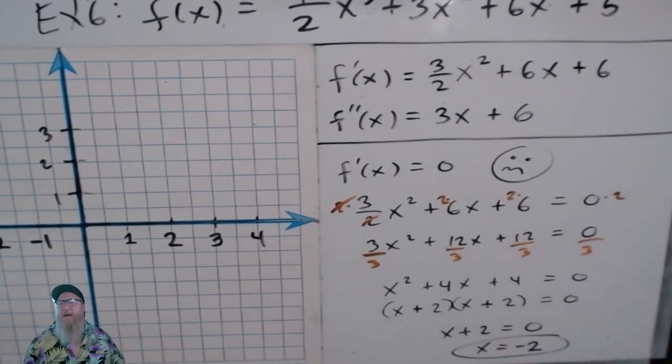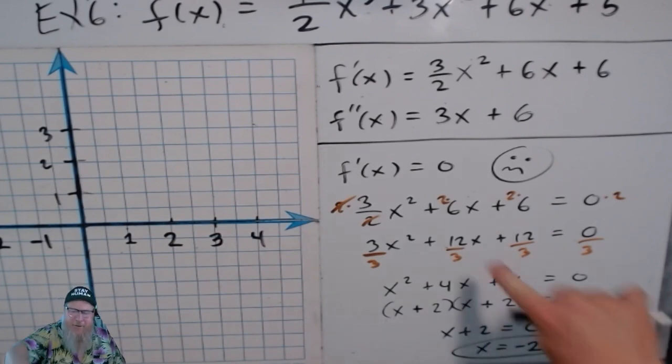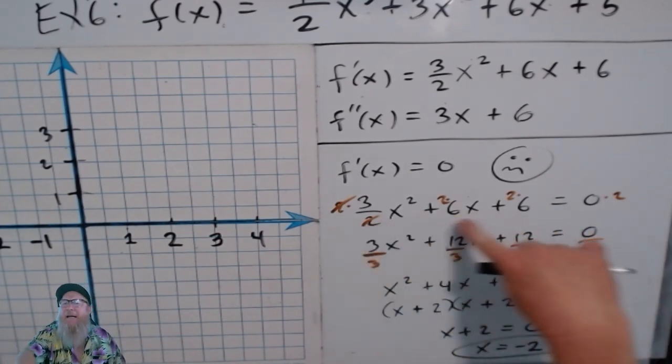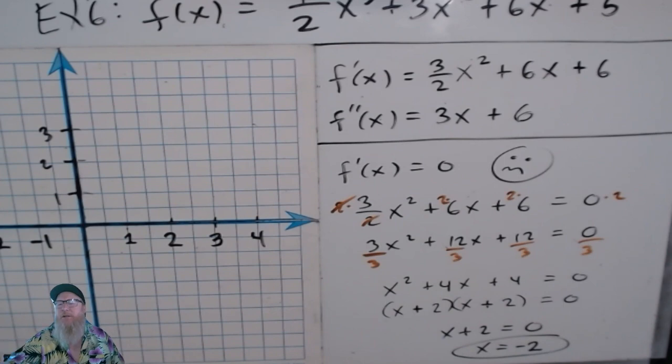All right, I did that with mental math. That should be pretty easy. I don't know if you could see that way back here, that x equals -2 was the solution. This one was not very obvious. All right, so that's our critical value.